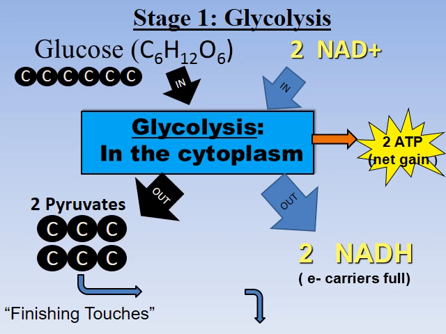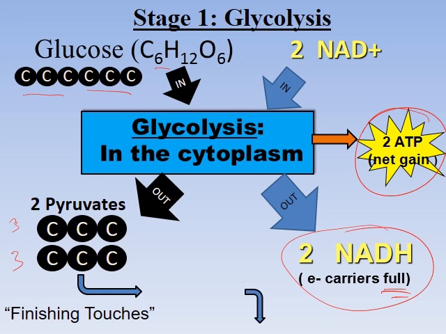So stage 1, glycolysis. We start with a 6-carbon chain of glucose, so 6 carbons right there, C6H12O6, and you have 2 empty electron carriers. Now, that's what goes into glycolysis. What comes out is 2 pyruvate molecules, and you'll notice each pyruvate is only 3 carbons each, and you get 2 full electron carriers, now NADH, and you also get a net gain of 2 ATP for this process.